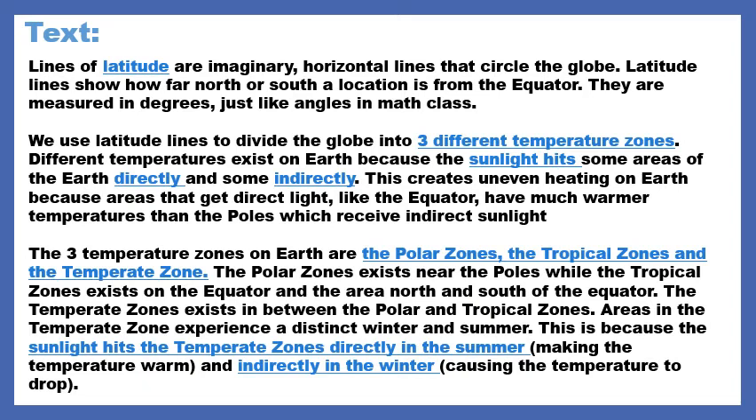Areas in the temperate zone experience a distinct winter and summer. This is because the sunlight hits the temperate zones directly in the summer, making the temperature warm, and indirectly in the winter, causing the temperature to drop.